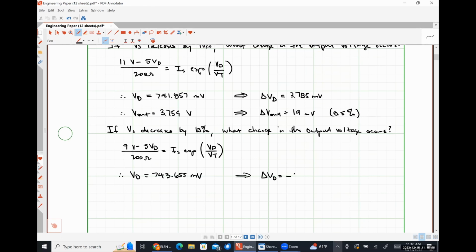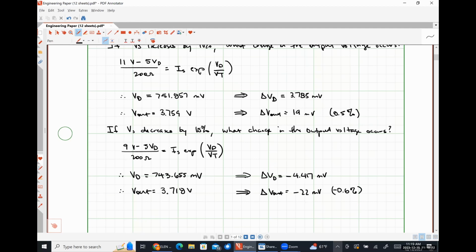by negative 4.417 millivolts. And our new output voltage will be 3.718 volts. And so our output voltage change, delta V out, is negative 22 millivolts, or a reduction by 0.6%.